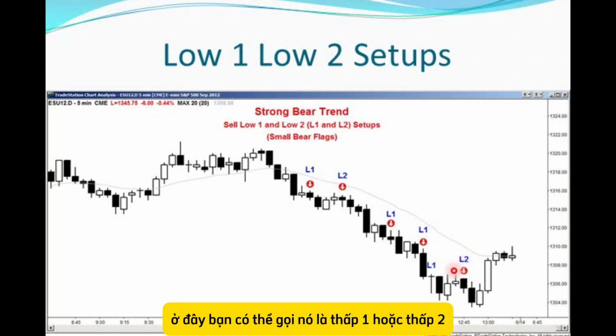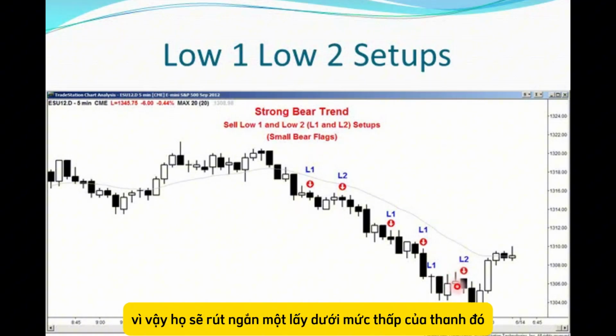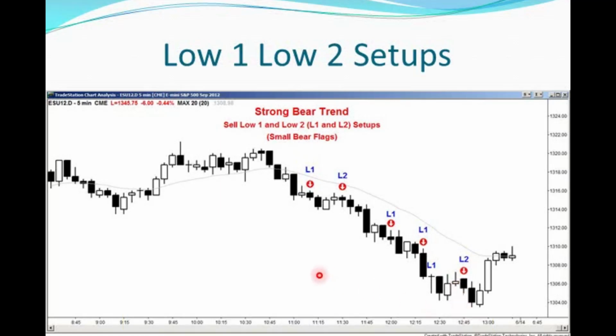Here you can call it a low 1 or a low 2. We have about a 15 bar bear micro channel, 15 consecutive bars or so, without a bar going above the high of the prior bar. So the first time that the market goes above the prior bar, traders will look to short the resumption of the trend. So they'll short 1 tick below the low of that bar.